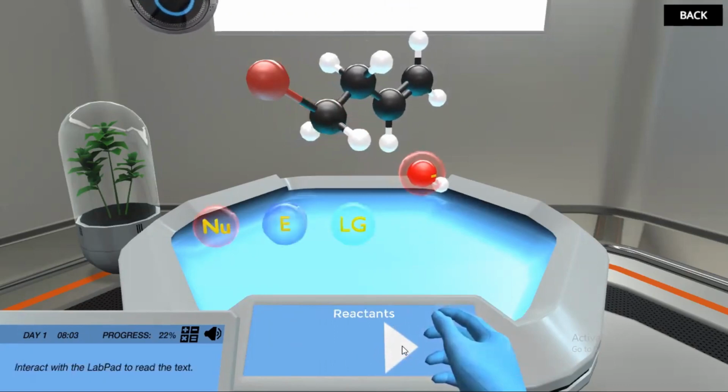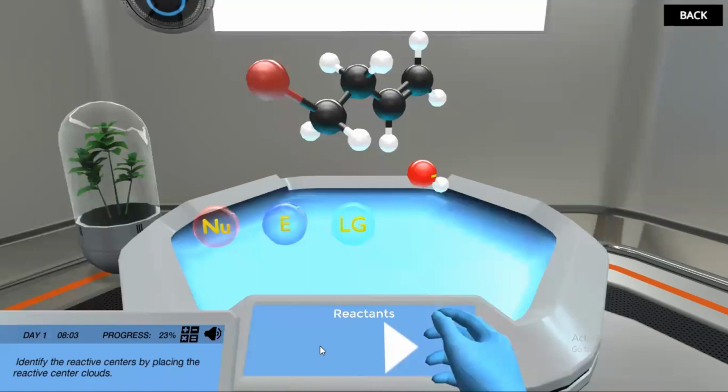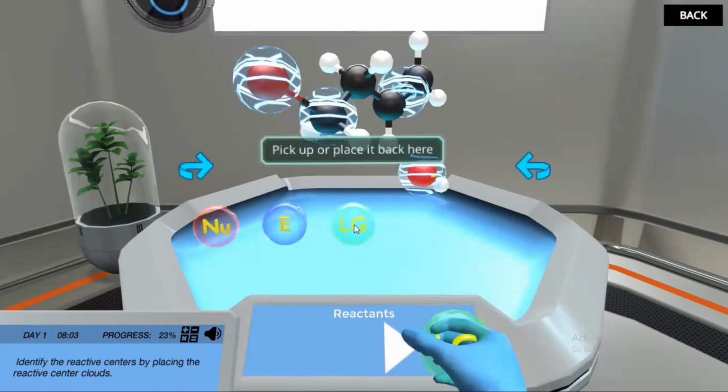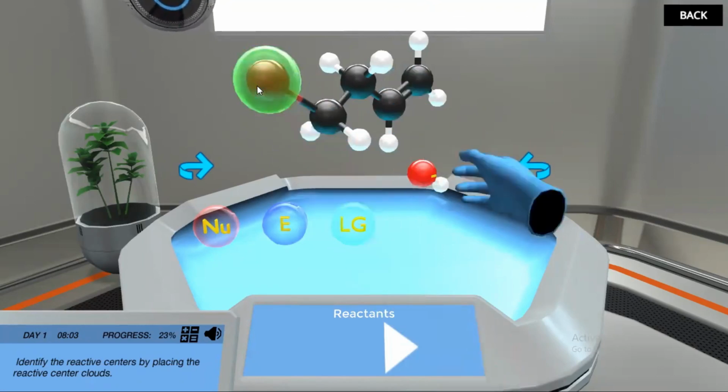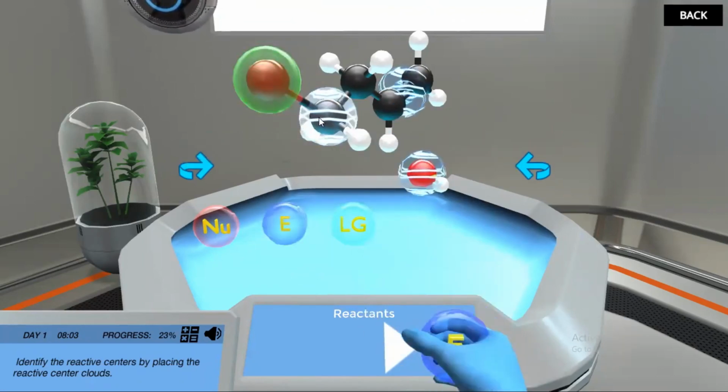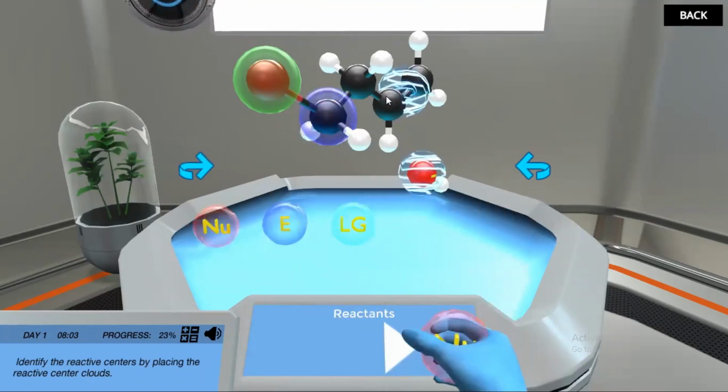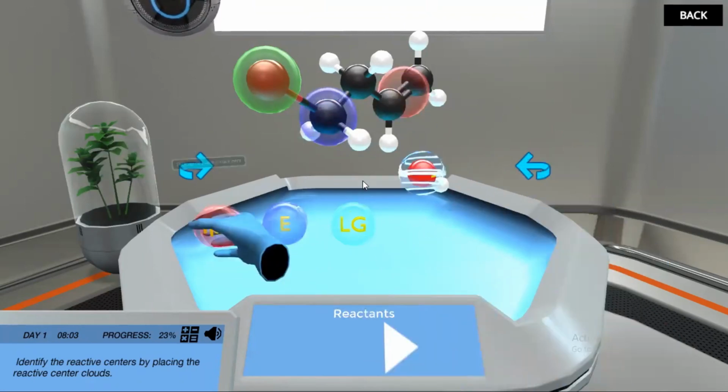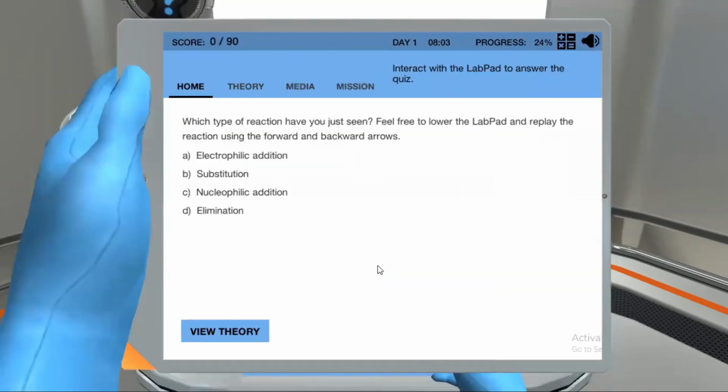As we rewind from the transition state to the reactants, notice that the starting components are an alkyl bromide and a hydroxy nucleophile. Let's explore the reactive components of the starting materials. Identify the reactive centers by placing the reactive center clouds. Which type of reaction have you just seen? Feel free to lower the lab pad and replay the reaction using the forward and backward arrows.